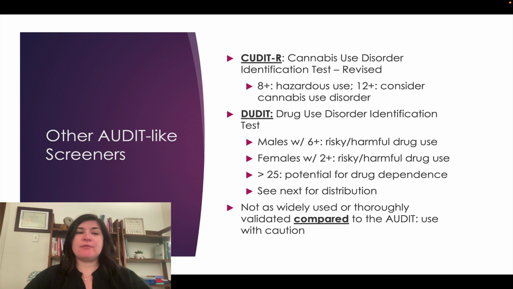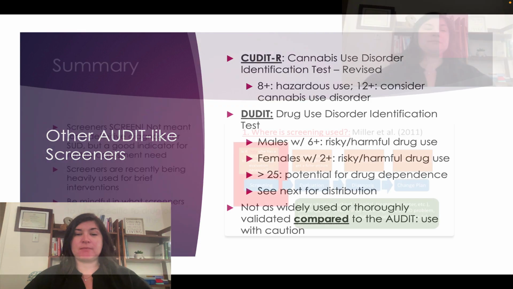Along with the AUDIT, there have been some other versions of screeners. One includes the CUDIT, which is focused on cannabis use disorder identification, and the DUDIT, which is the Drug Use Disorders Identification Test. These may not be as widely used or validated as often as the AUDIT, but you can use them for specific clients who may have these disorders.